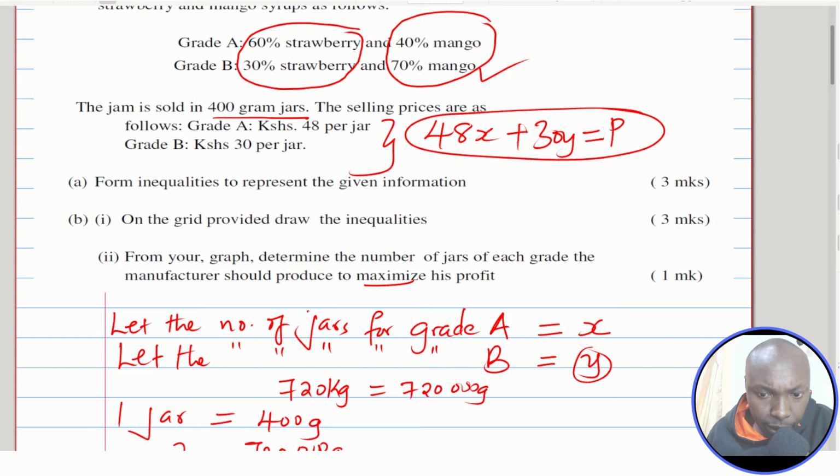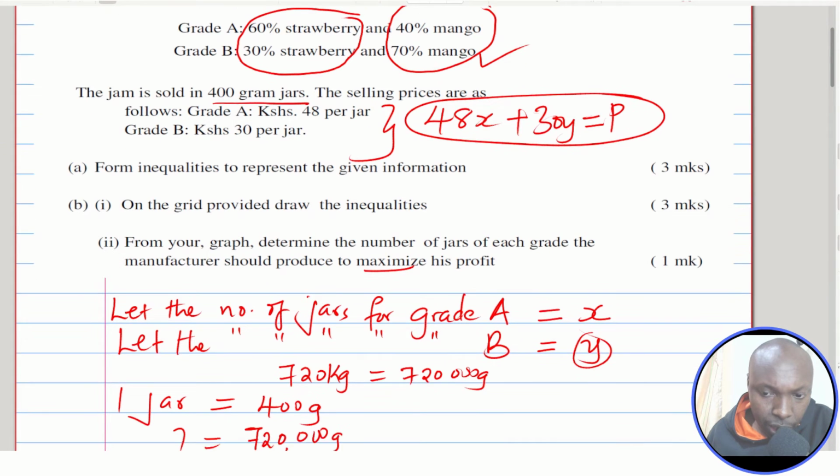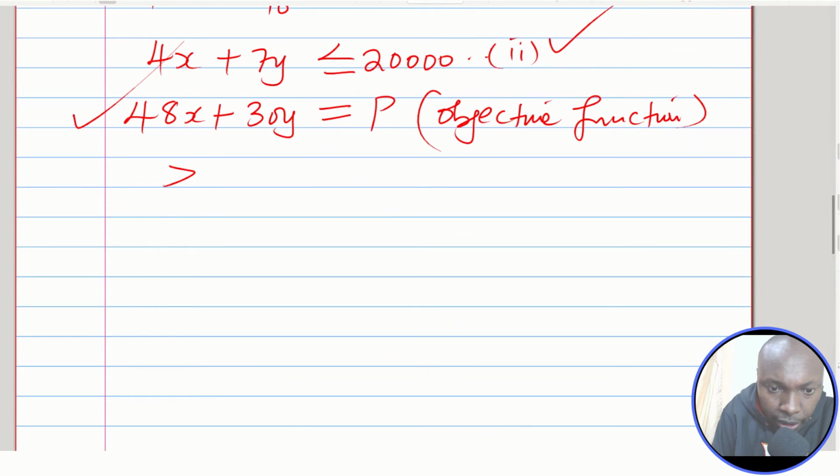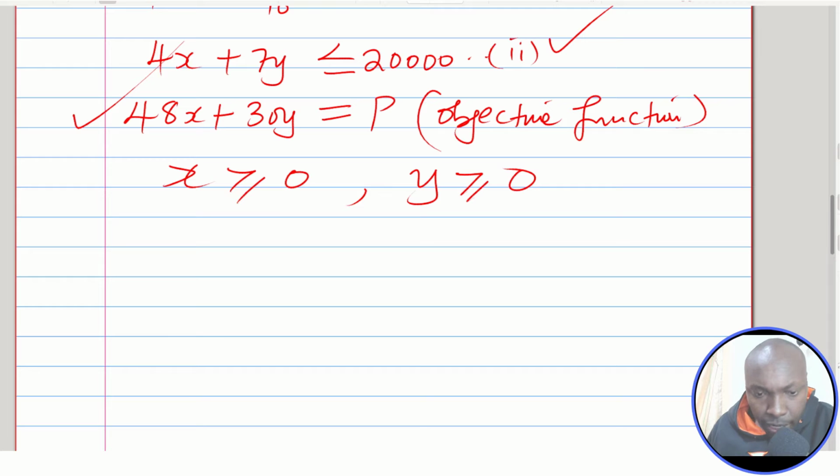One thing that is remaining now, the number of jars for grade A should be x, the number of jars for grade B should be y. So x and y should not be negative, they should be non-negative. The number of jars is not supposed to give us negative values. So since we let the number of jars for grade A be x, x should be greater than or equal to 0, and also y should be greater than or equal to 0. Now we have all the inequalities.